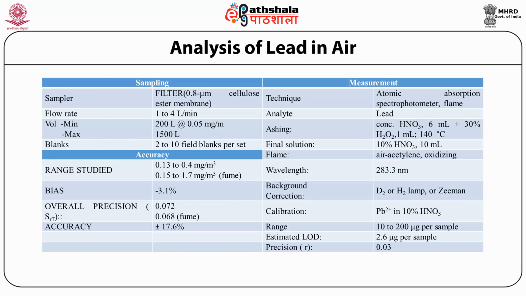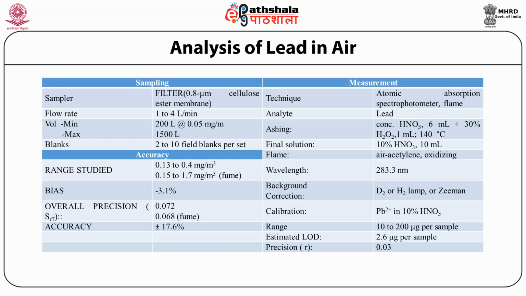The accuracy range of the instrument is 0.13 to 0.4 milligrams per cubic meter to 0.15 to 1.7 milligrams per cubic meter in the case of fume atomic absorption. A bias of minus 3.1% can be observed. Overall precision is 0.072 to 0.068 and accuracy is plus or minus 17.6.